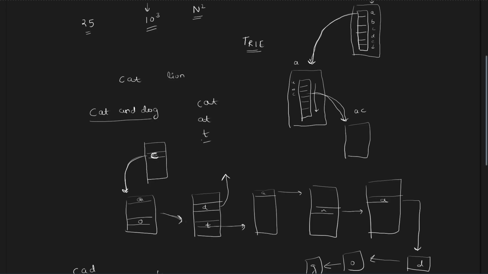Right, this solution would have worked, and you will see that whenever all the prefixes of cat would be covered. So this is one prefix, this is the second prefix, and this is the third prefix. Now if you search for any of those prefixes, all of them will be found.